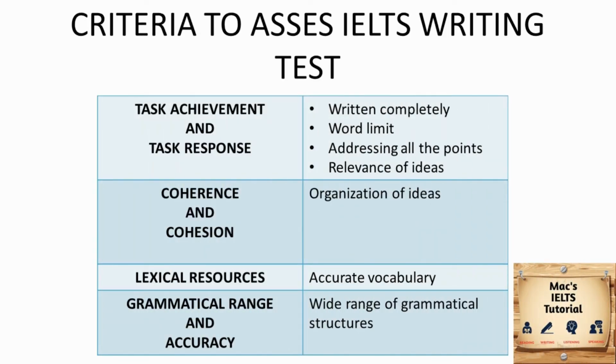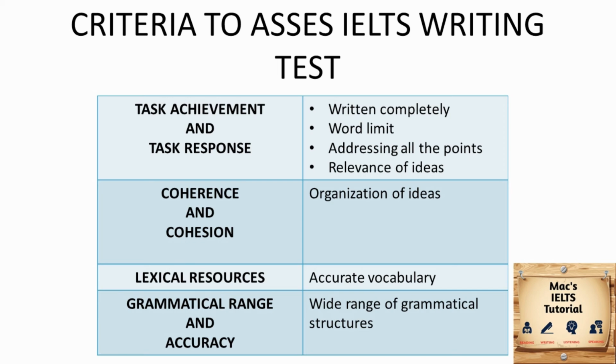There are four major criteria under which you will be assessed in your IELTS writing test. The first criteria is task achievement or task response. Under task achievement, you will be assessed if you have written completely and if you have written it within the specified word limit. Under task response, you will be evaluated if you have addressed all the points given in the question. Have you provided a balanced argument and supported ideas with evidences and examples? And if all your ideas are relevant to the question.